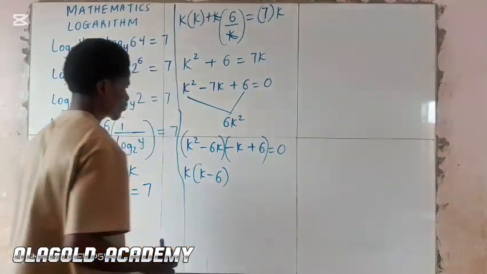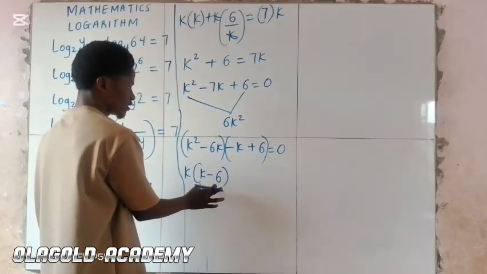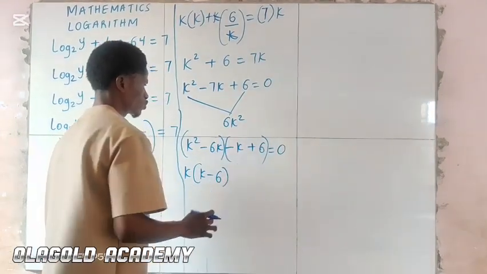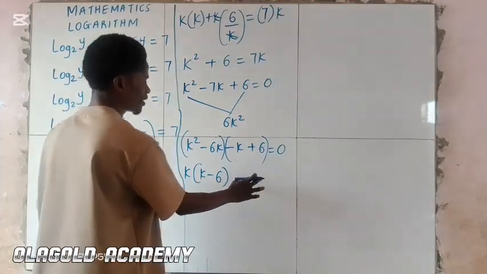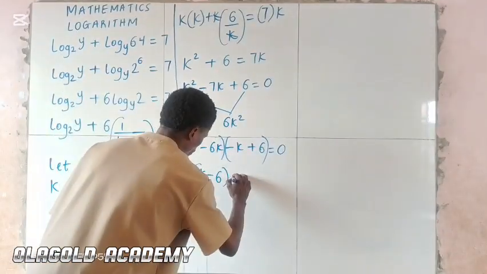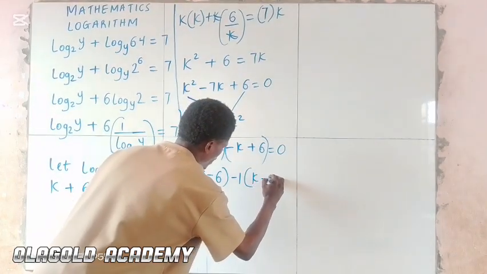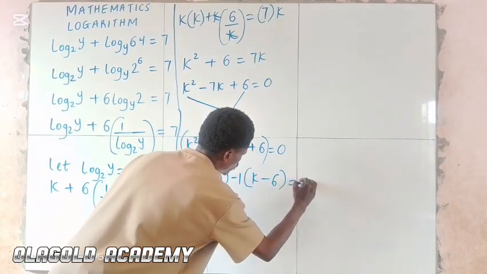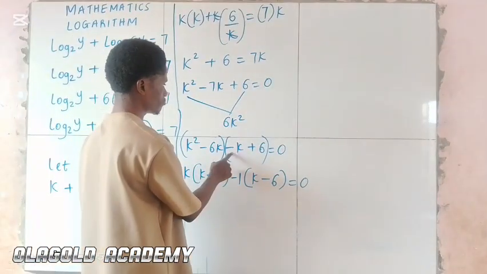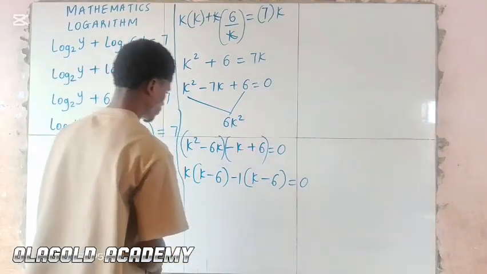So I have this. Now remember, what is in this bracket must be the same that will be in the other bracket as well. So for me to have the same thing in the other bracket, I will make the common factor to be minus 1. So I have minus 1, open bracket, k minus 6 equal to 0. So minus 1 times k will give me minus k. Minus 1 times minus 6 will give me plus 6.